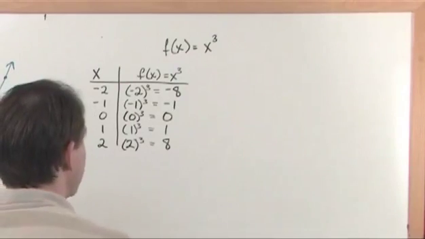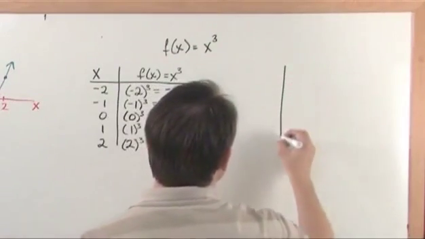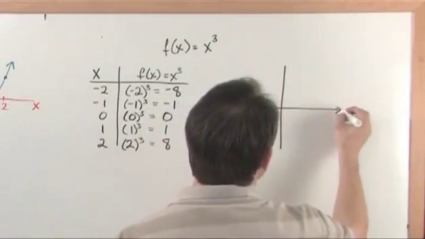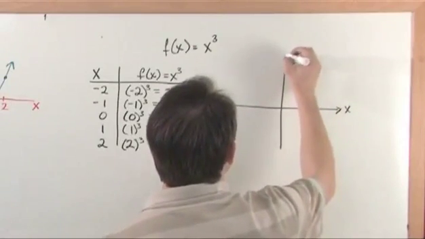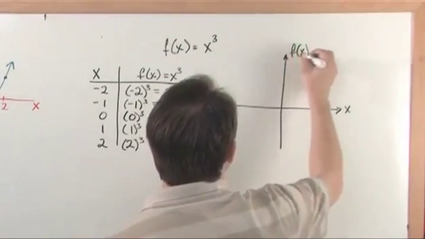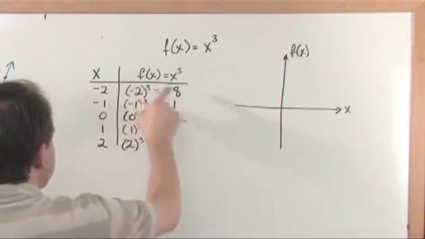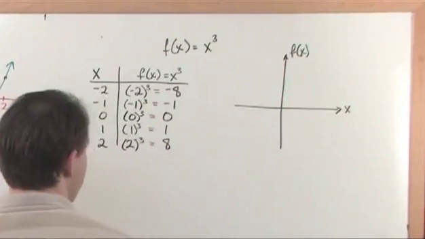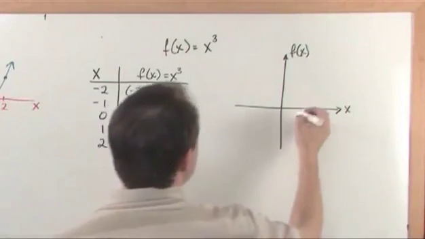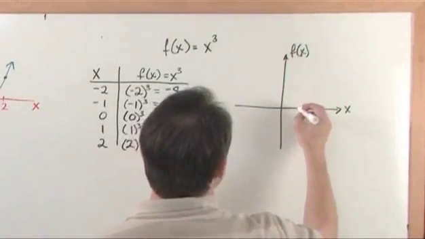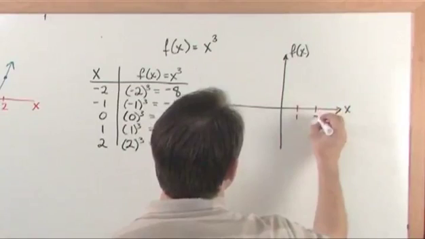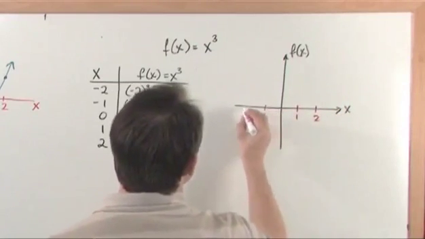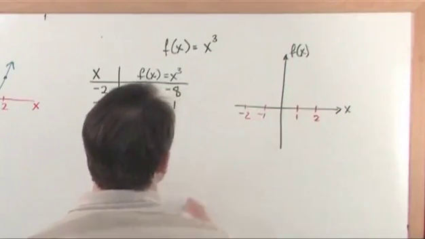What would it look like if you were to graph it? If you were to graph it, you would have x over here, and you would have f of x up here. These are the values of x, and those are the corresponding values of f of x. And what I'm going to do is say, okay, I have 1 and 2 and -1 and -2.